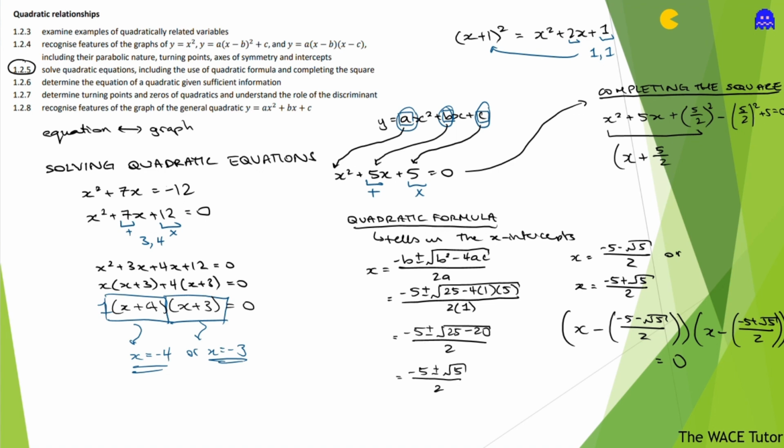So you have your x plus 5 on 2 all squared, and then you have your minus 5 on 2 squared plus 5 equals 0. And so you have your x plus 5 on 2 all squared, and then this becomes minus 25 on 4 plus 5, which is 20 on 4. And so I can write this as x plus 5 on 2 all squared minus 5 on 4.